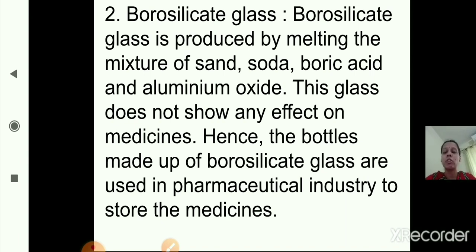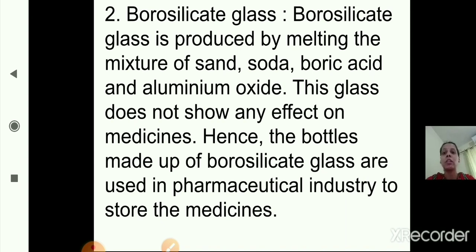This glass does not show any effect on medicines. Hence, the bottles made up of borosilicate glass are used in the pharmaceutical industry to store the medicines, as this glass does not show any effect on medicine. So this is the second type of glass, that is borosilicate glass.